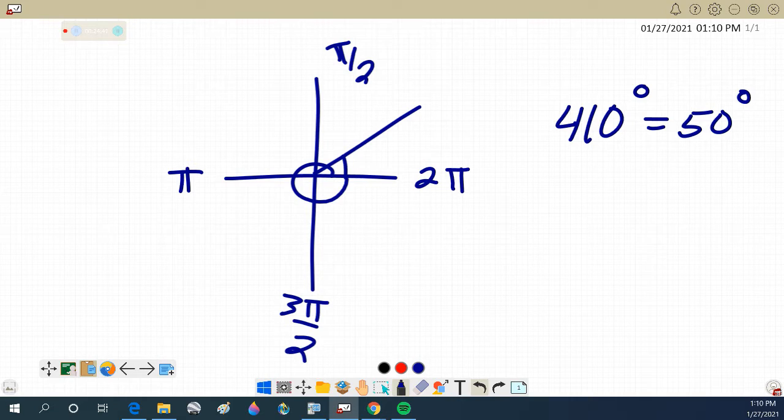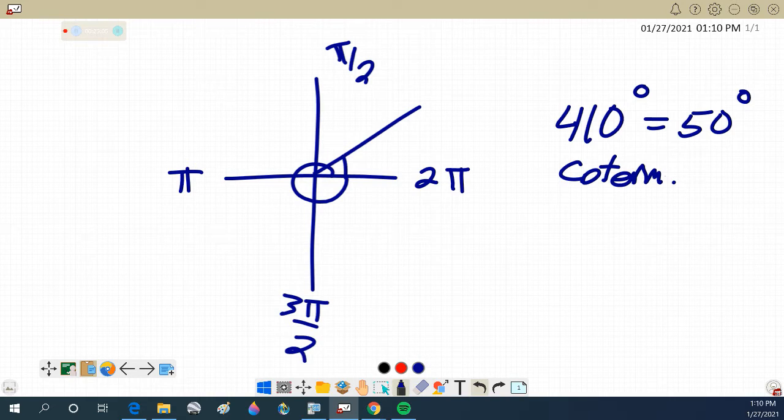If you're a snowboarder, a 180 and a 540 are different, right? One's more difficult. But mathematically, 180 degrees and 540 degrees land in exactly the same position, and we call those coterminal. So these two angles are coterminal. I can't spell.